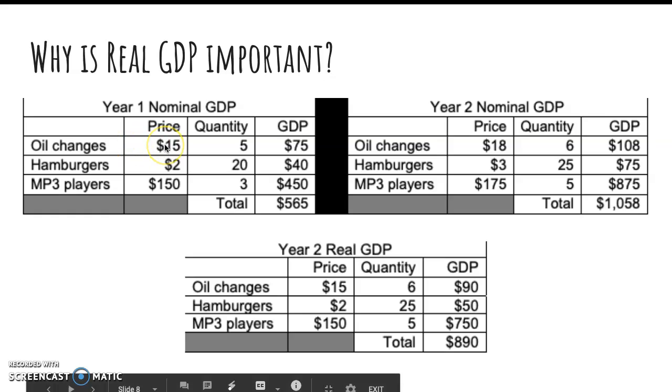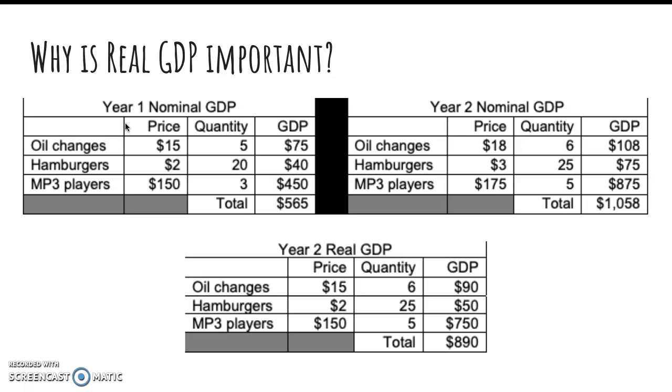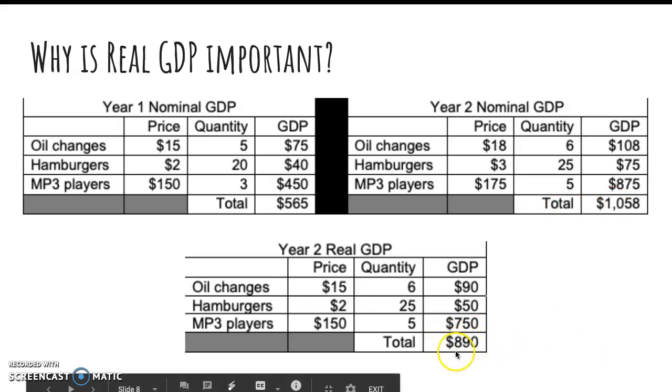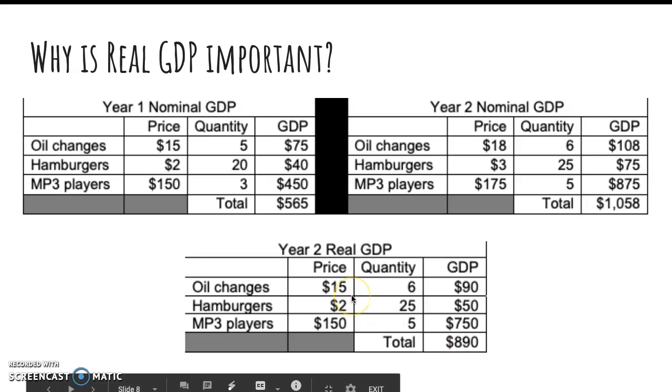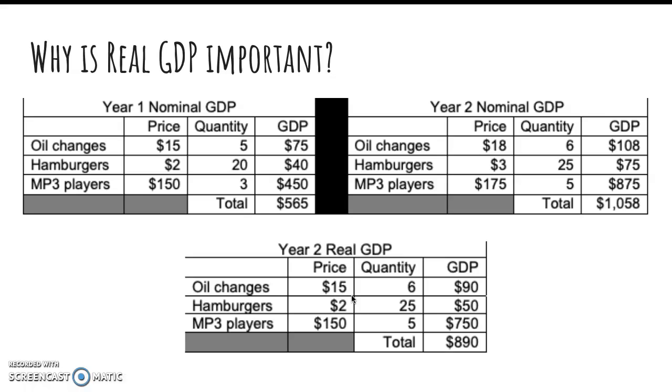So this is an example of this. If we compare year 1 and year 2 with our nominal GDP, if we look down here at the total, it appears as though the GDP has increased by around $500. But when we adjust year 2 for inflation, we actually see that the GDP is really just $890, which is an increase of only about $300 in real life. So this is why understanding the difference between nominal and real GDP is so important when we're comparing and looking for growth over time.